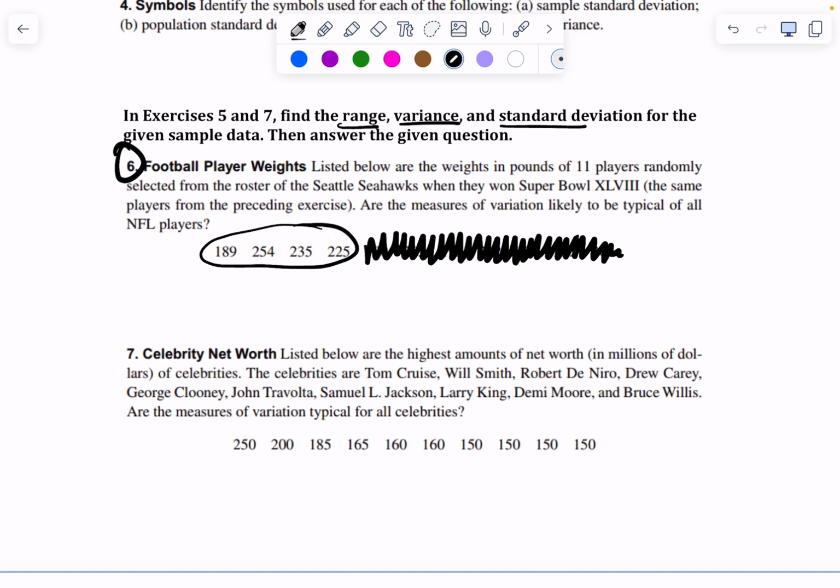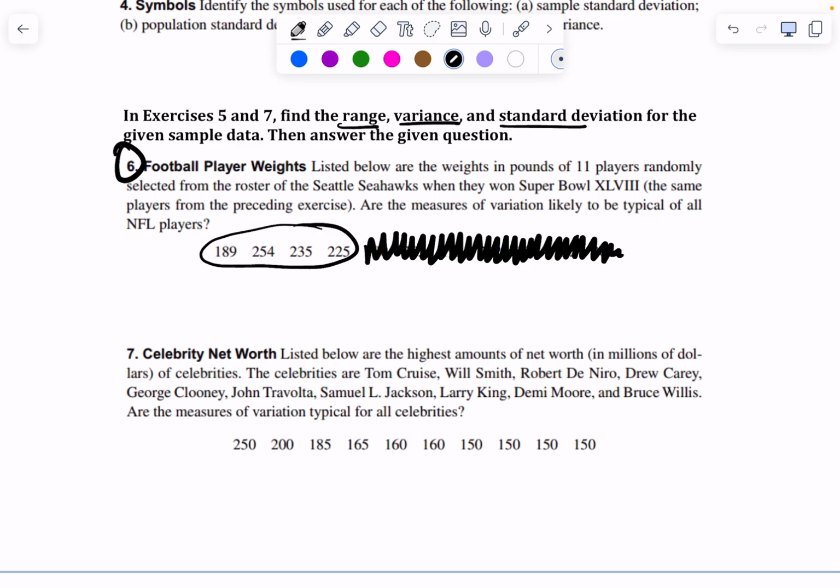Variance is standard deviation squared. So it's basically what you get inside the square root before you take the square root. We'll talk about that tomorrow though. Okay? All right, so do number 6.